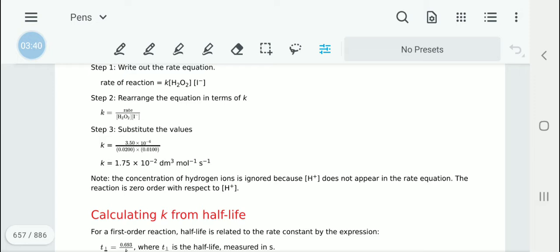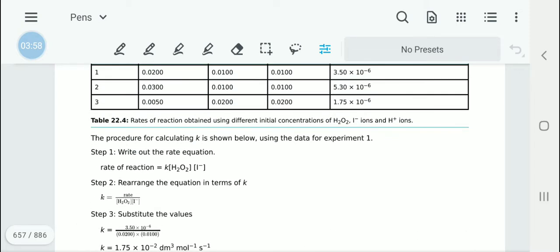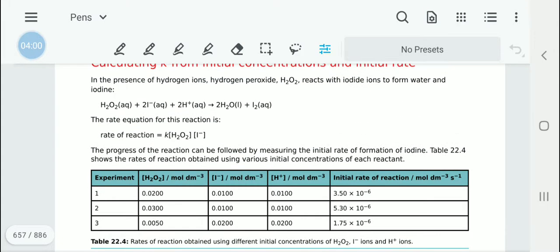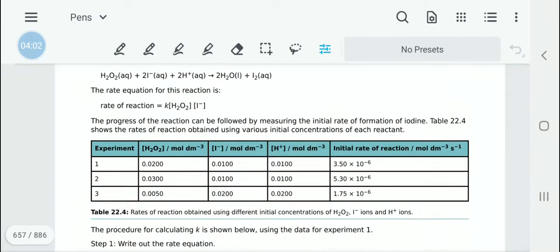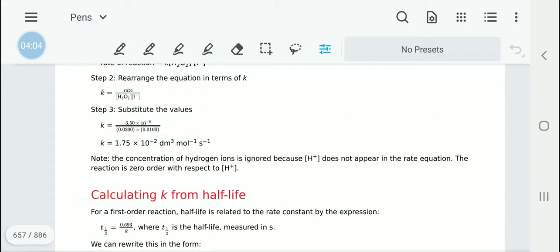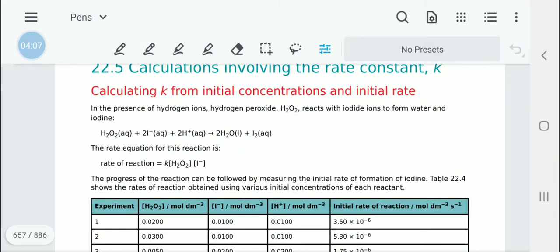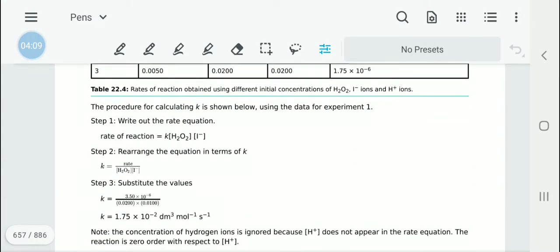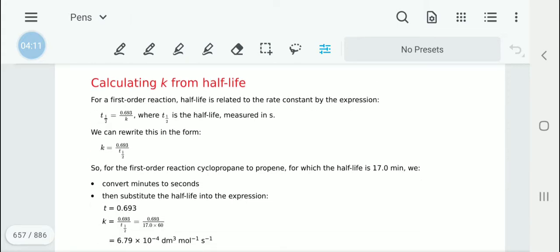Now here we have disregarded the hydrogen ion concentration because it does not appear in the rate equation. So for hydrogen ion, the order of the reaction is zero order, but for H2O2 and I minus, it is going to be order 1. So that is how to calculate k from concentrations and initial rate. Whatever values they have given, you can figure out k.